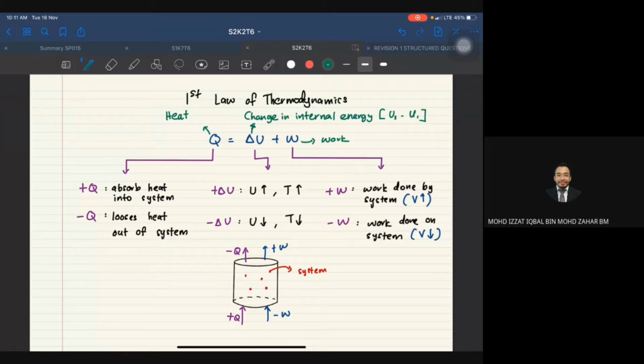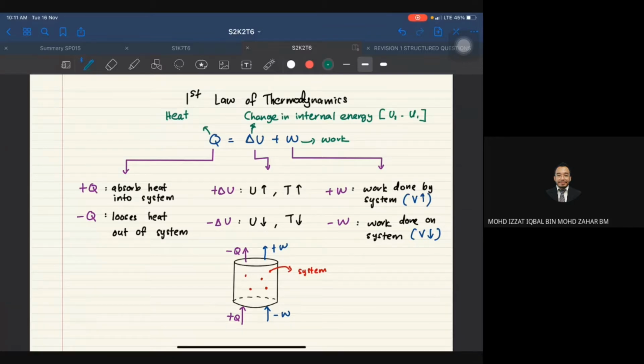So Q is a type of energy which is heat. That one is in Joule. U pun adalah types of energy. So change in internal energy is basically change in energy lah, Joule lah. And then the work done also in Joule. So you have to remember that. Okay, so Q, delta U and W, all of this is a scalar quantity.